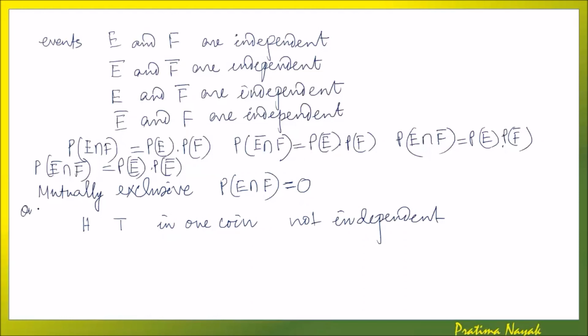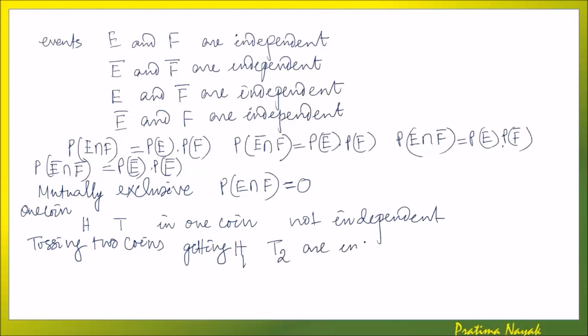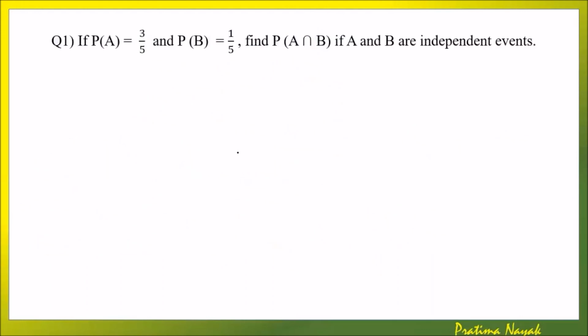So when you are tossing two coins, now getting head in the first coin and getting tail in the second coin are independent. So let us go for the examples and questions.